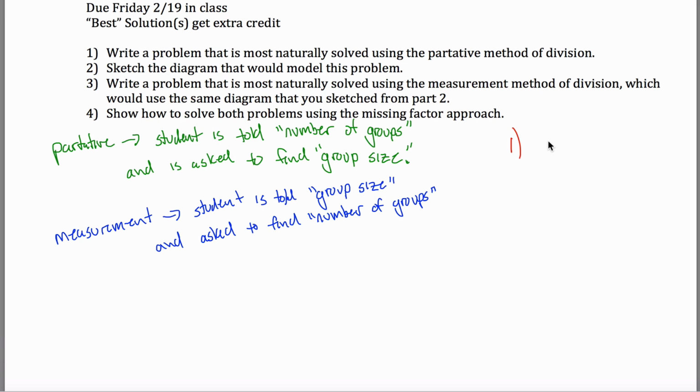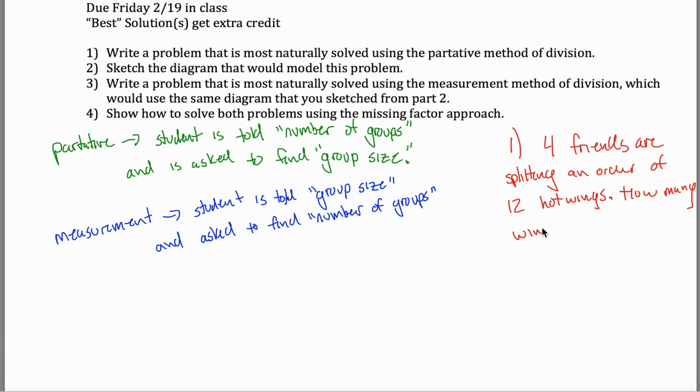Let's see. Four friends are splitting an order of 12 hot wings. Sure. Why not? How many wings does each friend get?